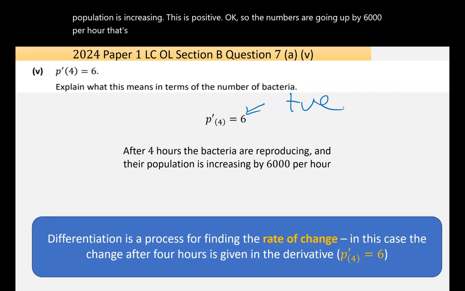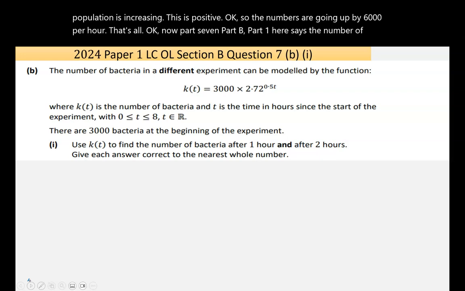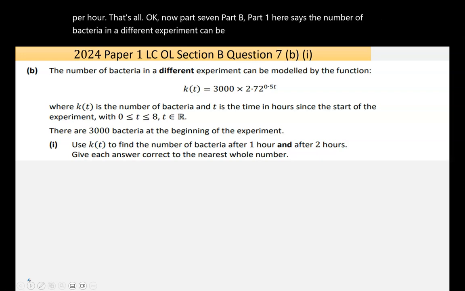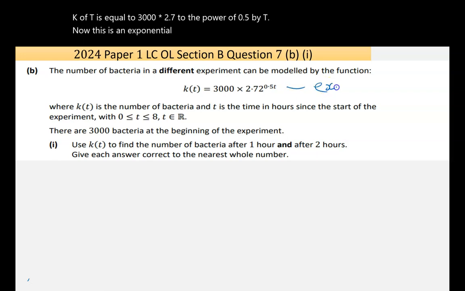Okay. Now, part B, part 1 here says the number of bacteria in a different experiment can be modeled by the function k of t is equal to 3,000 times 2.7 to the power of 0.5 by t. Now, this is an exponential function.